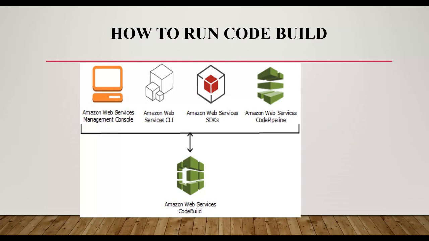AWS CodePipeline is a continuous delivery service that you can use to model, visualize and automate the steps required to release your code. This includes building your code. The pipeline workflow describes how code changes go through the release process. So this is how to run Code Build. We can use the management console, CLI, or a software development kit. We can use any one to run Code Build.